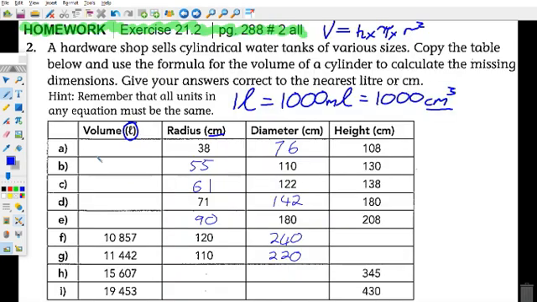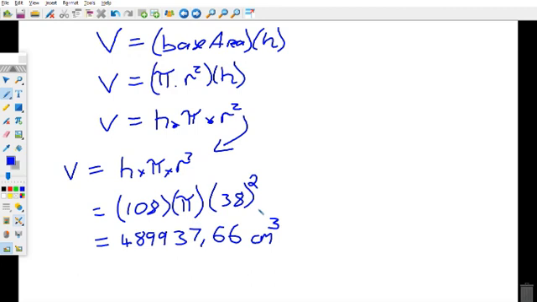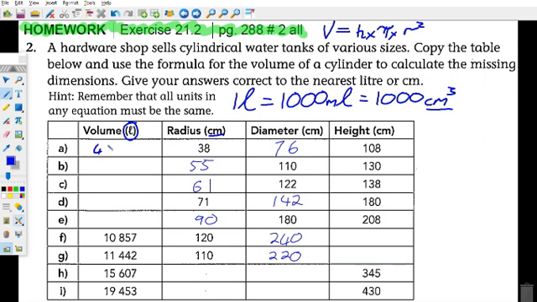Now, they don't want centimeters cubed, they want it in liters. So they want the capacity. Every 1,000 centimeters cubed is 1 liter, so we need to divide this by 1,000, and the capacity there is going to be 489.94 liters.